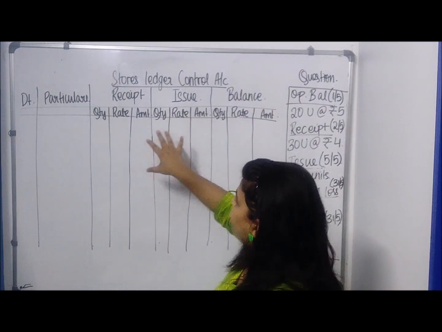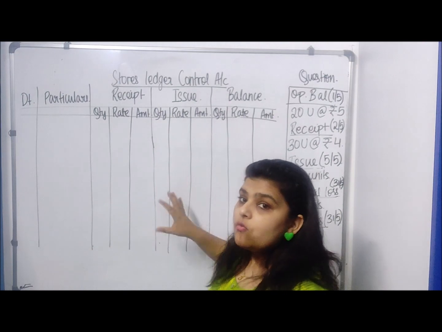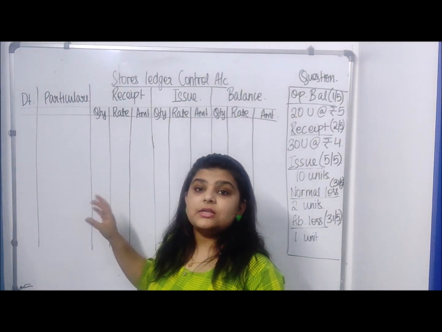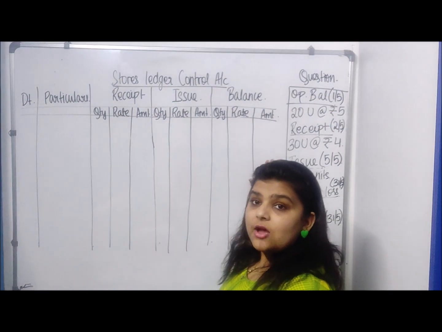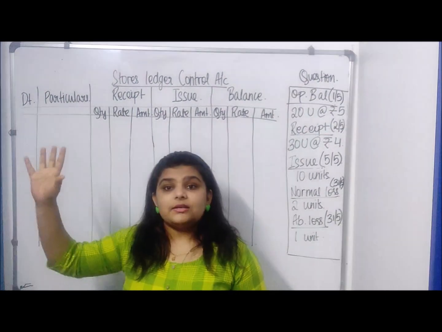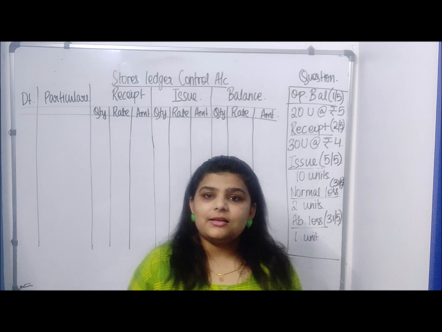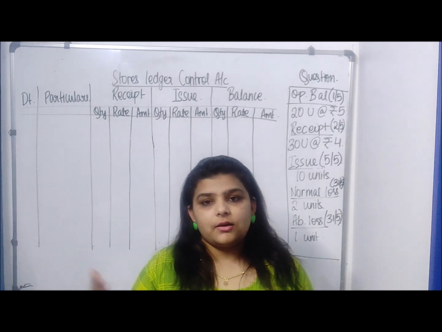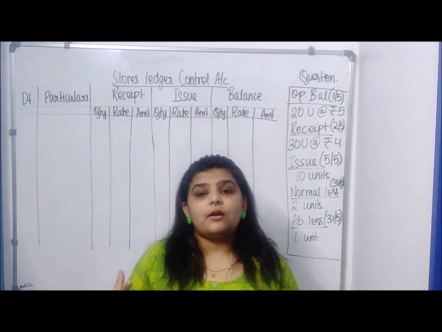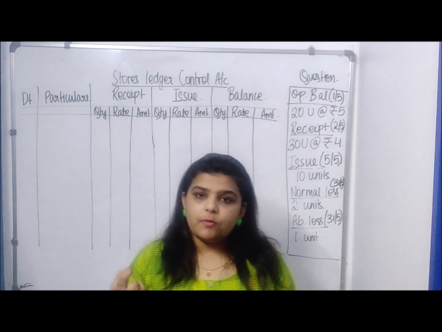Then, after every transaction, how much balance is left and what is the rate of that balance, that comes here. Now, stores ledger control account specifically guides us at what rate I need to issue it to the production department. This helps us to find out the price of the final product.